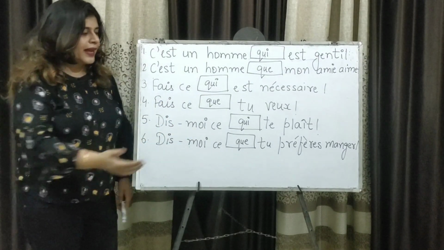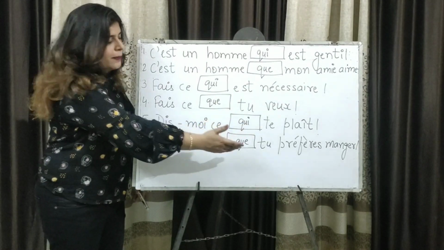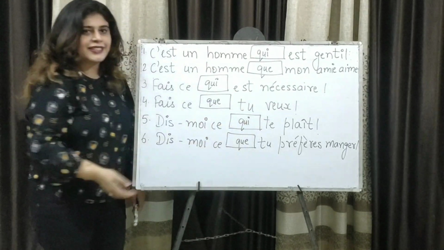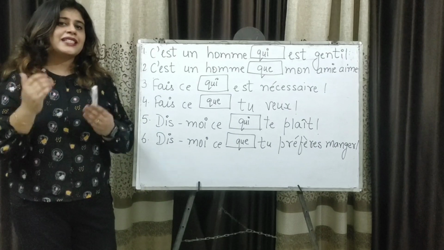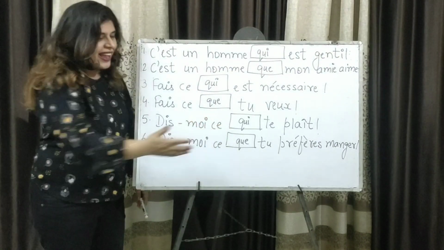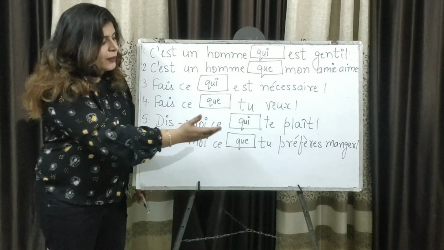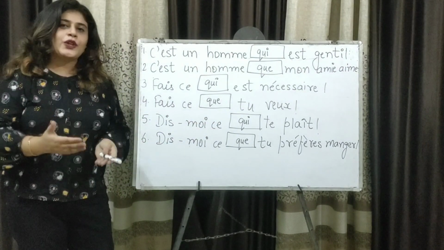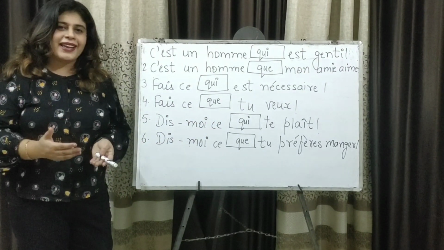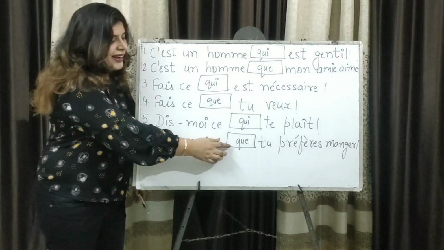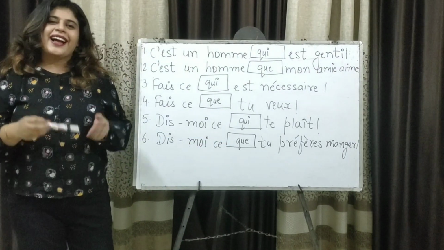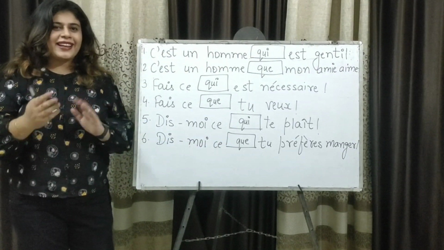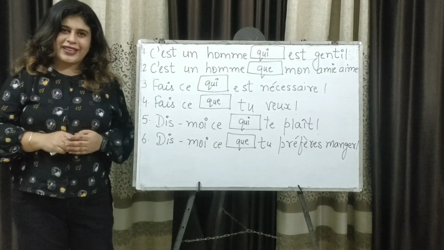At last, tell me what pleases you. Tell me something and then we look at what is given after the blank. Something pleases you. That something is the subject. Qui. And finally, tell me what do you prefer to eat. So you prefer to eat something. That's why the connector is que. I hope you have understood qui and que, subject versus object.